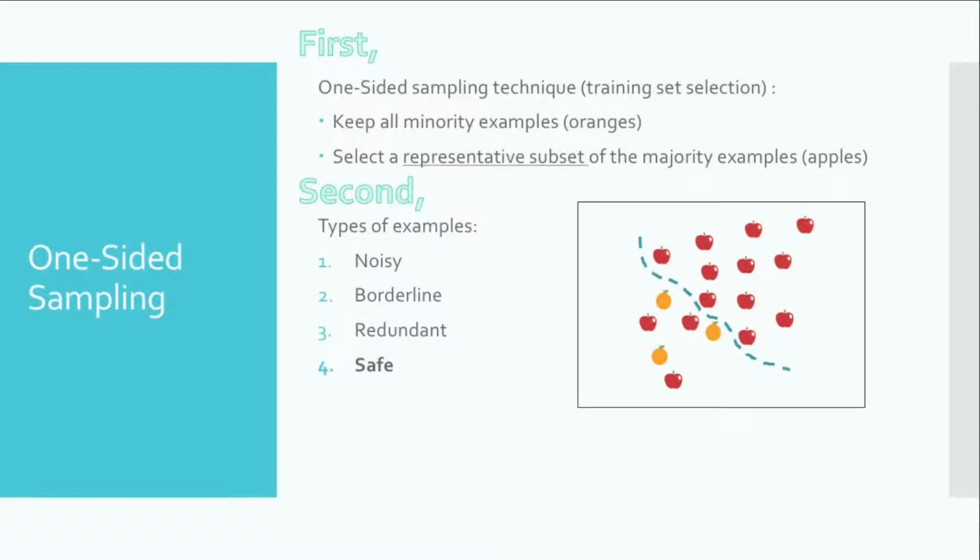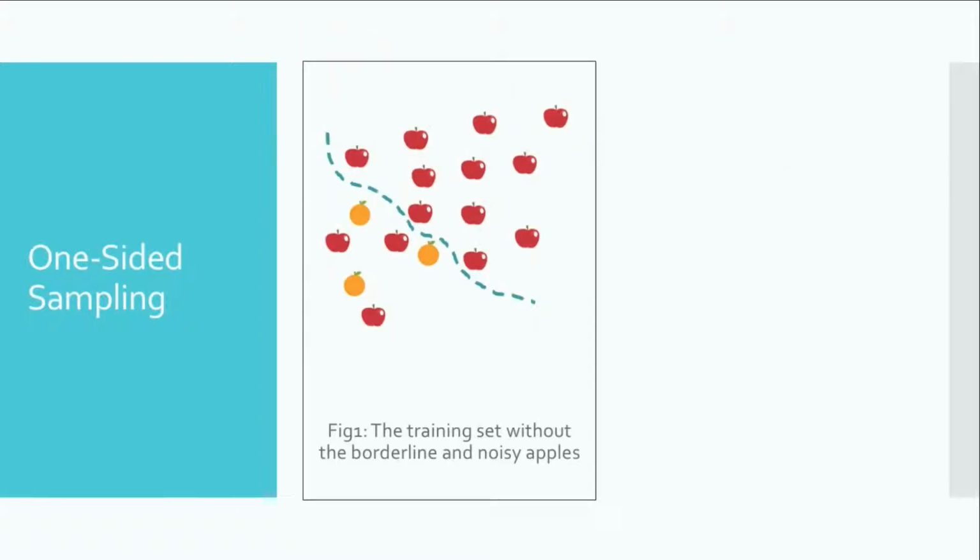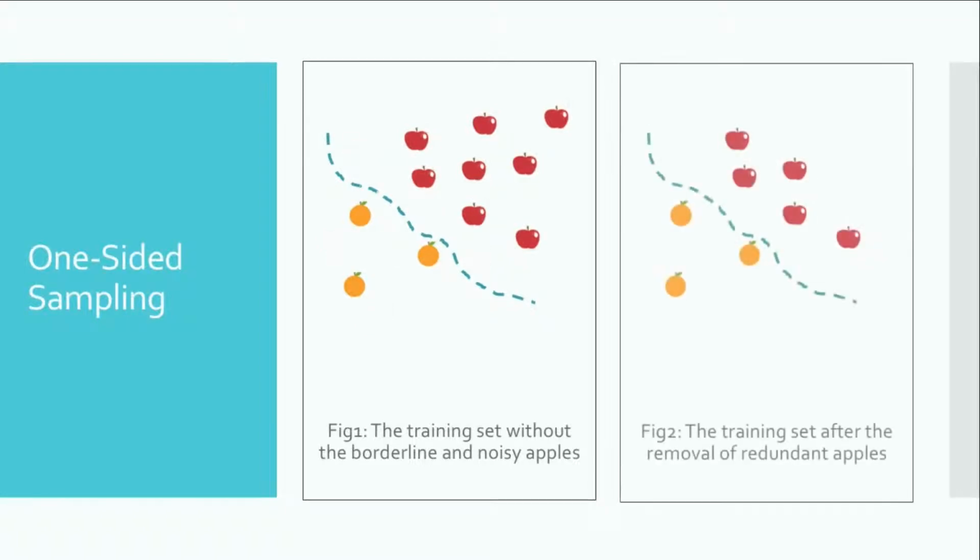Now back to one-sided sampling. What are the types that can make it to the representative subset of the majority examples? Those would be the safe ones. Here I wanted to show what it looks like to remove the examples that do not make it to the training set. Figure 1 shows what happens to our example when all the borderline and noisy examples are removed. Figure 2 illustrates a further reduction where redundant examples are removed. If we use Figure 2 examples to induce a classifier using nearest neighbor or a decision tree, none of the problems discussed before should occur.